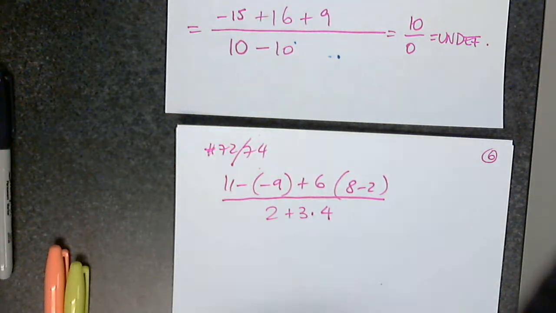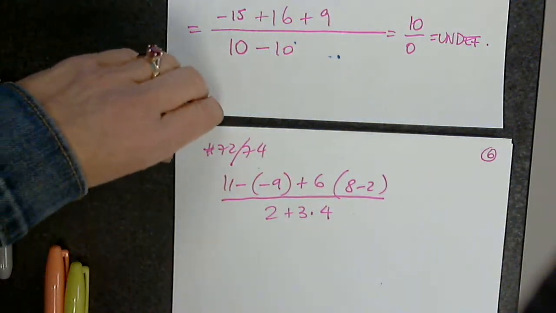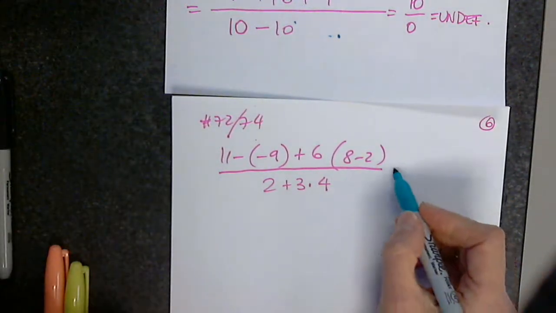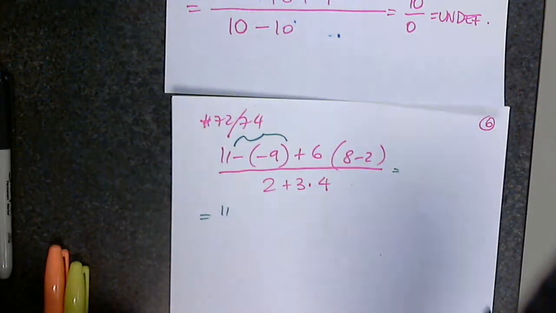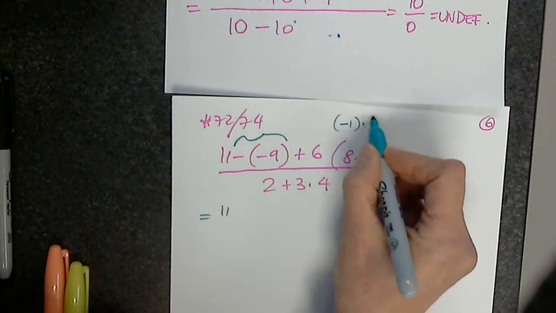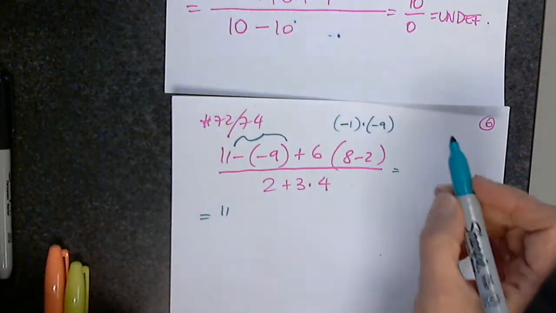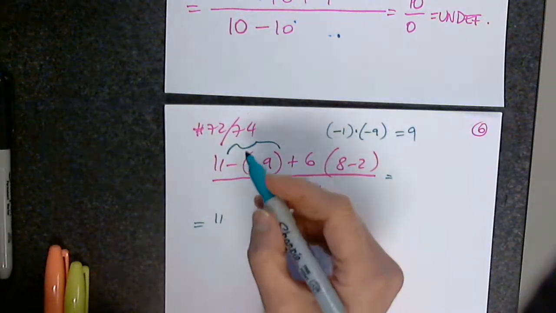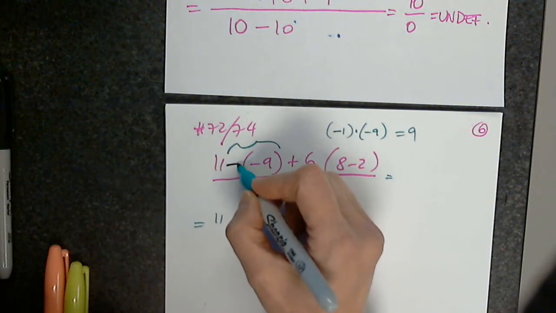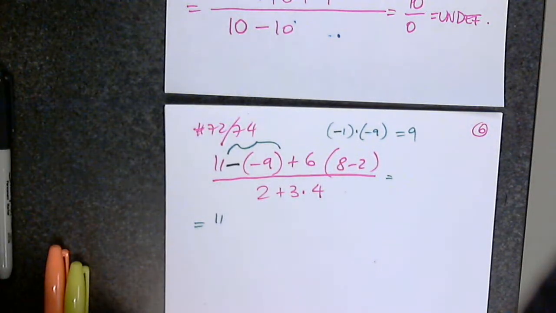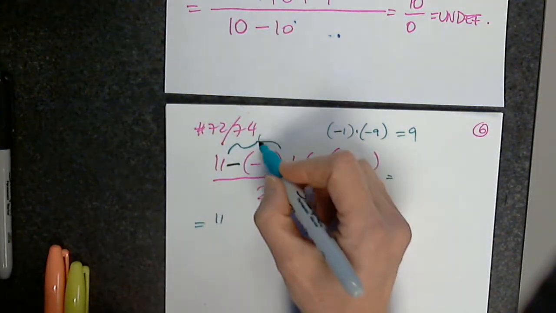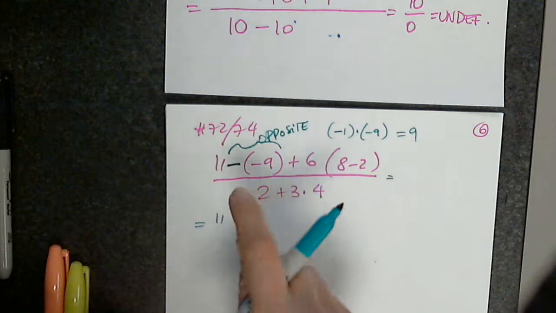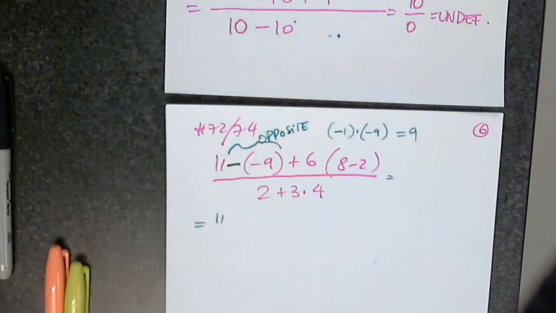Okay, not too bad. Let's work on this together. So 11, this is a very important process. This is like -1 multiplied by -9, which will give you 9. Or you say the opposite of -9. One or the other. The opposite of -9. -9 is here. The opposite is 9.